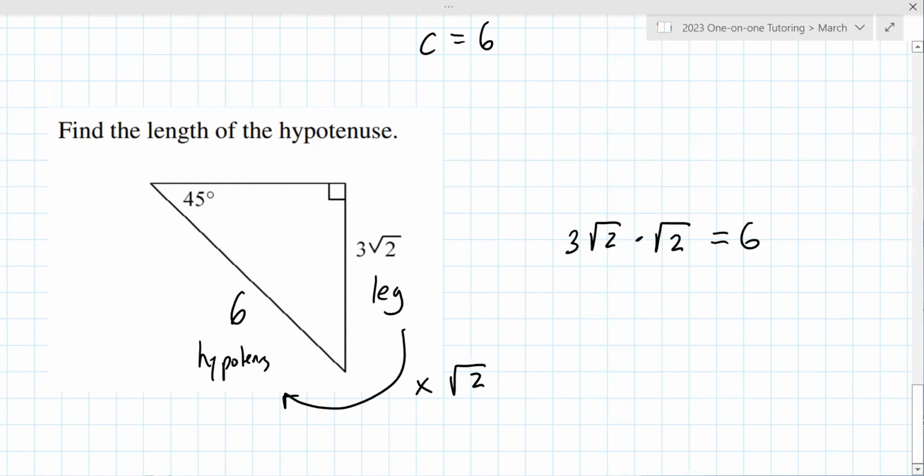Okay. Anyways, now that's going to be 36. And so yeah, the answer is 6. The answer is 6. Okay, so you ready to do another problem like this one? Yeah.